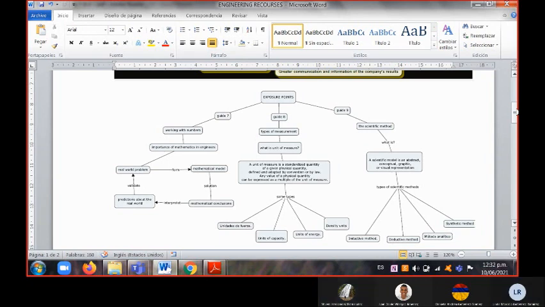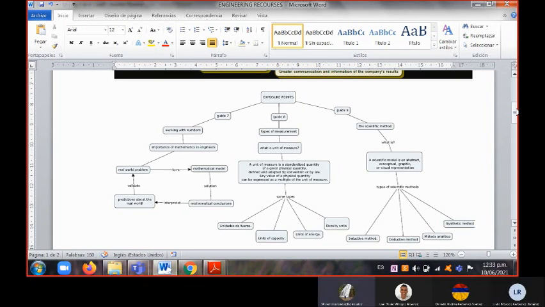Guide 8, types of measurement. What is a unit of measure? A unit of measure is a standardized quantity of a given physical quantity, defined and adopted by convention or by law. Any value of a physical quantity can be expressed in terms of the unit of measure. Some types: units of force, units of capacity, units of energy, density units.